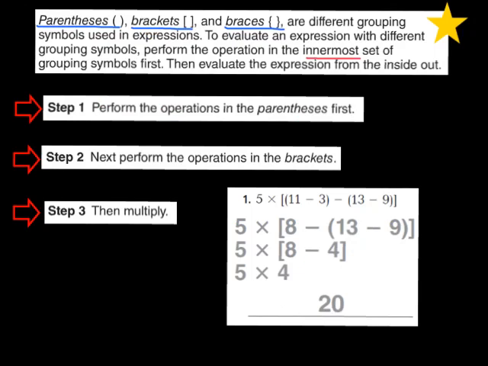Now, the only operation I have left is the multiplication. So I'm now going to multiply 5 times 4, and that's going to give me an answer of 20. So we have now simplified, or evaluated, that expression, and we worked from the innermost set of grouping symbols out. We started with our parentheses first, then we solved what was in the brackets, and then our last step was to work the multiplication.